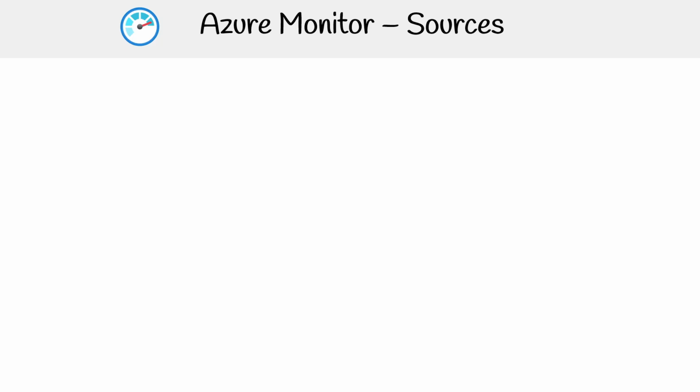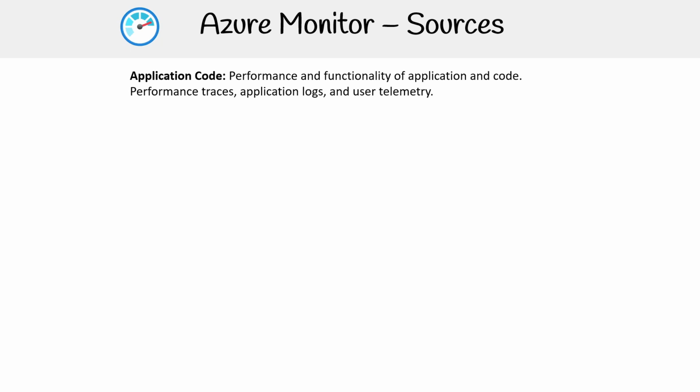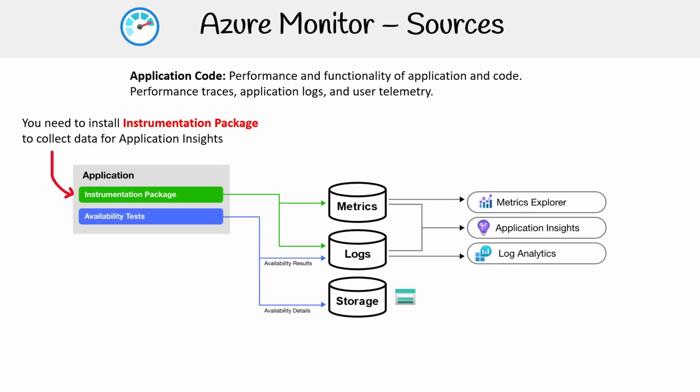The next topic we'll be covering are the various sources from which Azure Monitor collects data. Application code. Azure Monitor's Application Insights offers robust metrics about the performance and functionality of your applications and code. You'll get performance traces, application logs, and even user telemetry. You'll need to install an instrumentation package in your application to collect data for Application Insights.